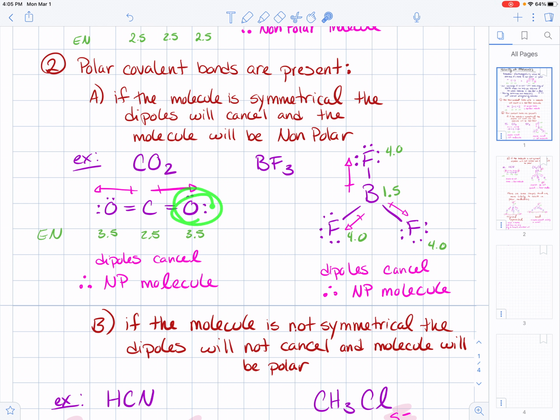Now, if this oxygen is sharing unequally a little bit close to it, and if this oxygen is sharing an electron a little bit close to it, the electrons aren't generally shifting in just one direction. Some of the electrons are shifting to the left, and some are shifting to the right. So what ends up happening is they cancel. The pull to the left and the pull to the right end up canceling out. And because those dipoles cancel, this is considered a nonpolar molecule.